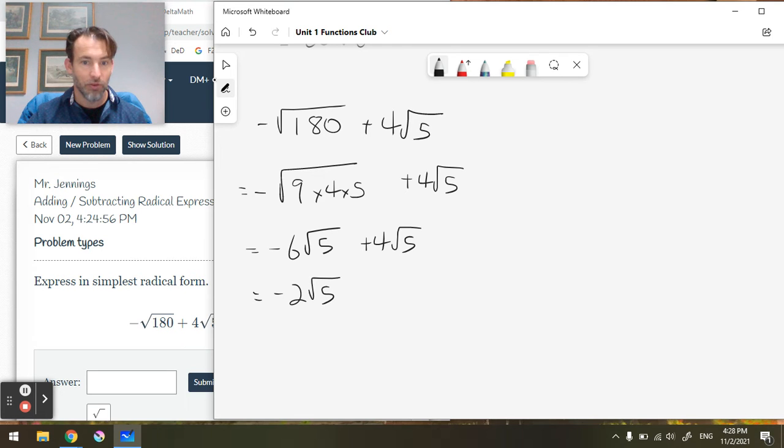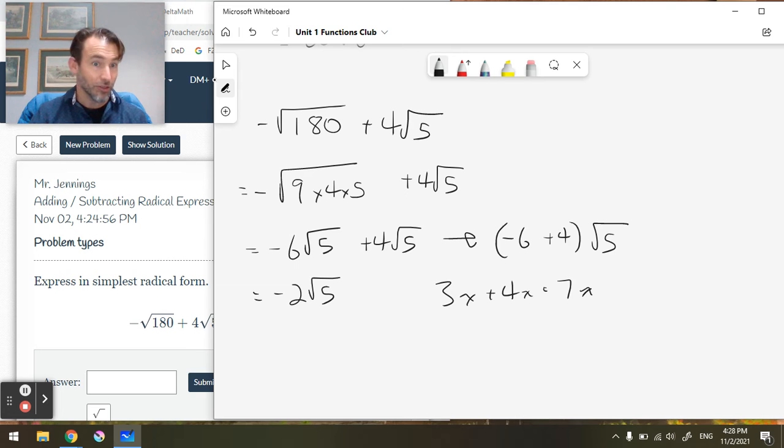How'd you do negative 2 root 5, Mr. Jennings? Like this. Watch. This is equal to negative 6 plus 4 times root 5. I just factored out the root 5. It's a common factor. Take it out, and then do this: negative 2 times root 5. There it is. It's just like adding x's together. If I have 3x plus 4x, this equals 7x. So do it that way.